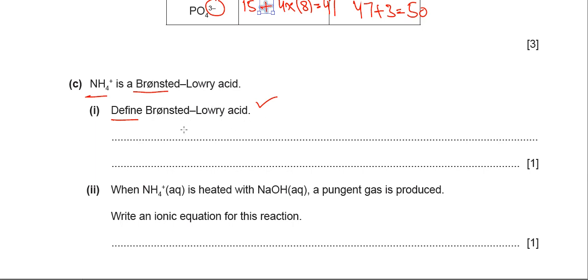The shortest and the simplest definition is proton donors. Bronsted-Lowry acids are proton donors. So we can simply say Bronsted-Lowry acids are proton donors.